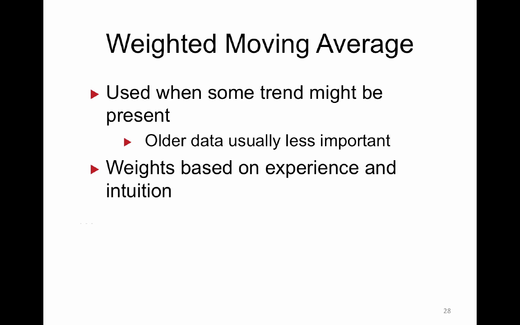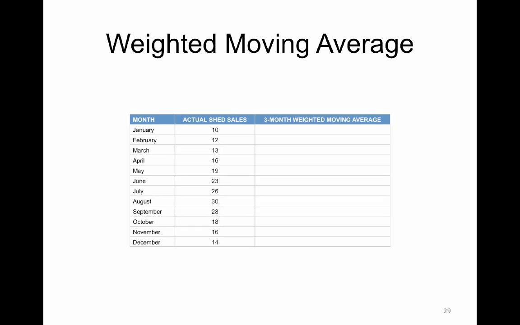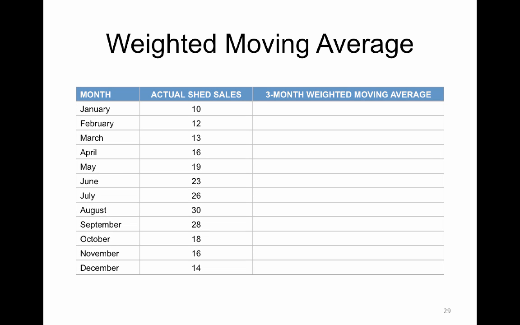So the weighted moving average is just slightly different than the moving average. Same concept in that you have demand and you've picked a certain amount of time that you're looking at. But here what you're considering are weights. You didn't have this in the previous example.